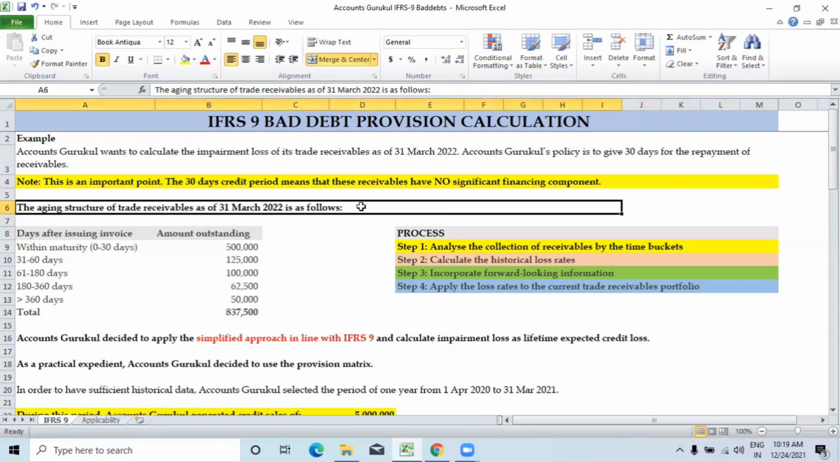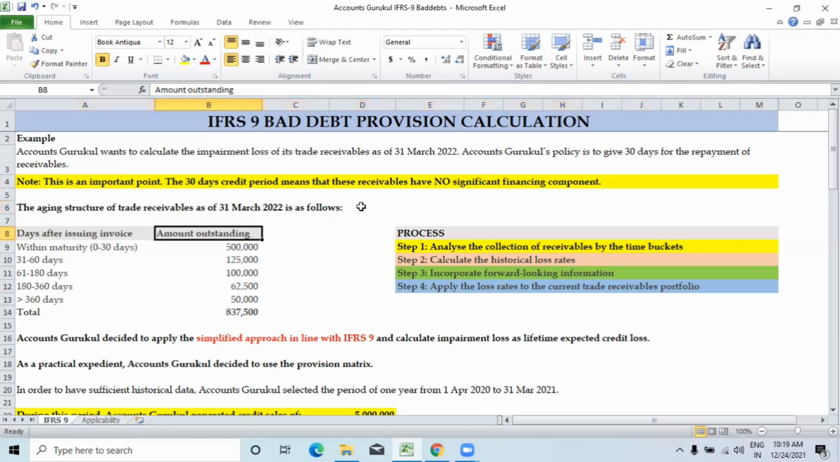Now, if you see here, the aging structure of our trade receivables as on 31st March 2022 is as below. Days after issuing the invoice: within maturity, 0 to 30 days, is 5 lakh. 31 to 60 days, outstanding is 1,25,000. 61 to 180 days is 1 lakh, and 180 to 360 is 62,500, and greater than 360, 50,000 is outstanding.